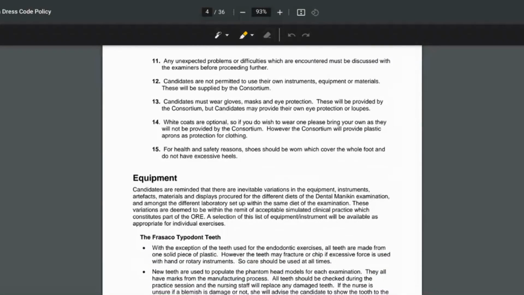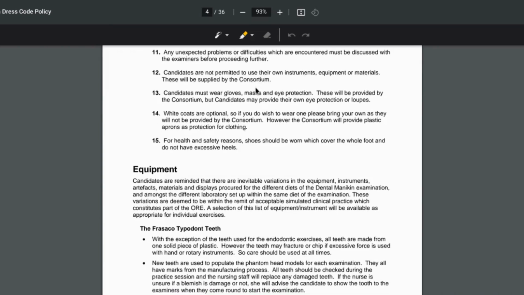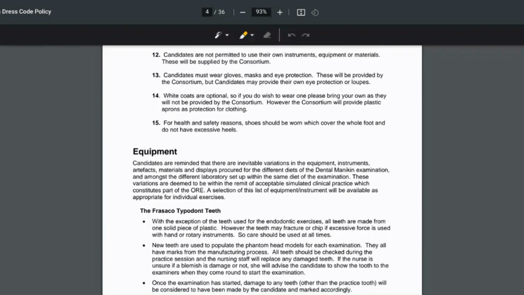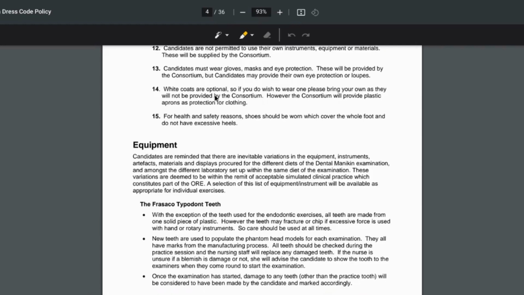You must wear your gloves, mask and eye protection. You may bring your own loupes if you are in the habit of using them. White coats are optional, but if you wish to wear one, please bring your own. For health and safety reasons, shoes should cover the whole foot and should not have an excessive heel. That's the one thing. Then comes the equipment.